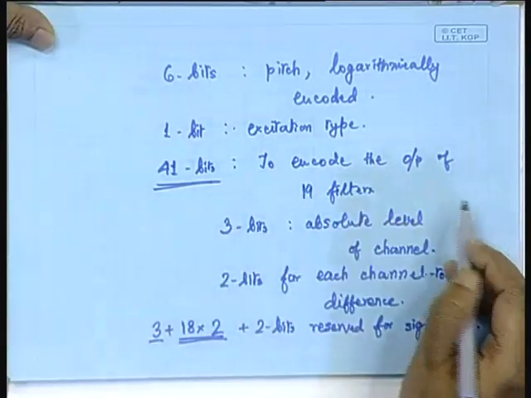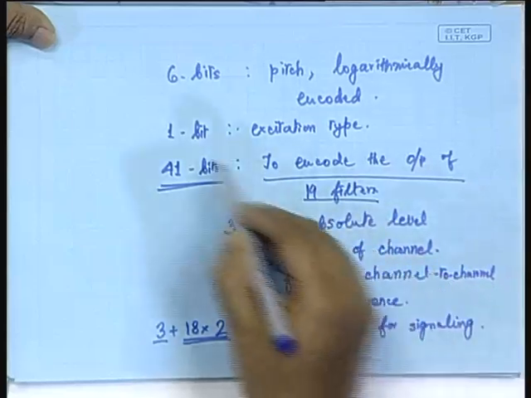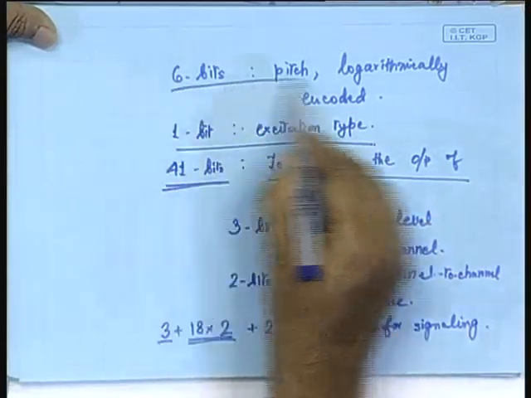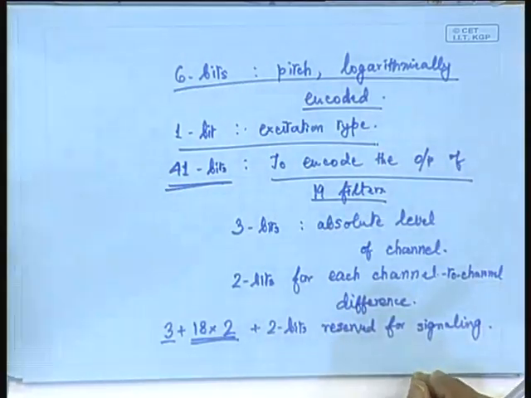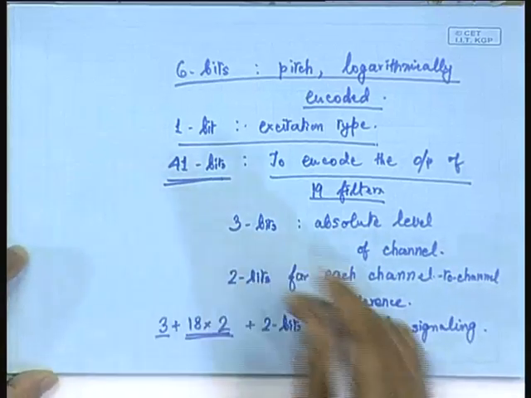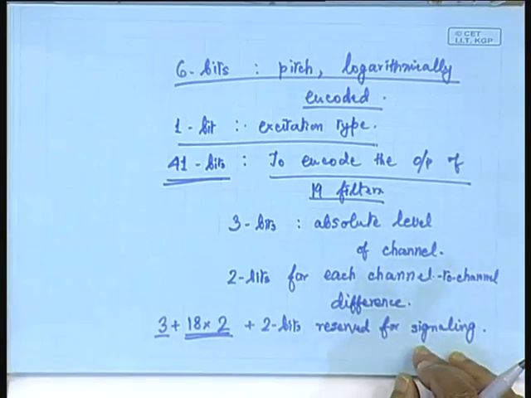So, 41 bits for all the 19 filters, 1 bit for excitation, and 6 bits for pitch. These together make it 48 bits. So we need to encode 48 bits for every 20 milliseconds, requiring 2400 bits per second, which is pretty low. I mean, astonishingly low if you compare that with the regular PCM's bit rate.